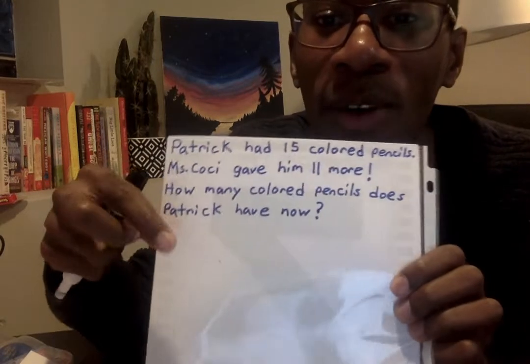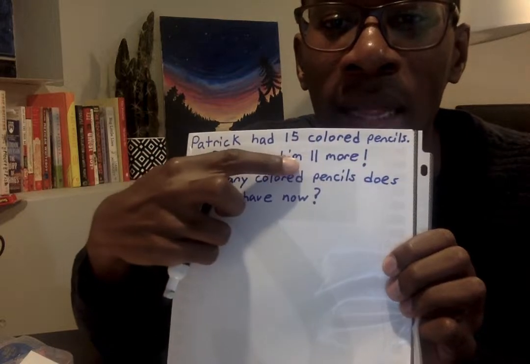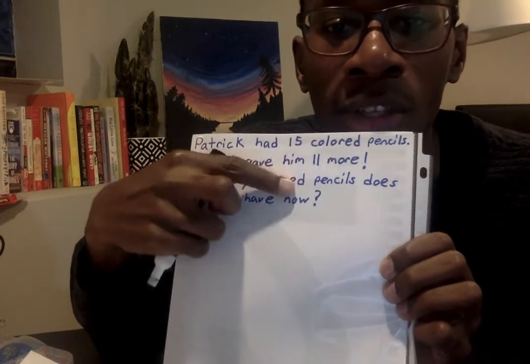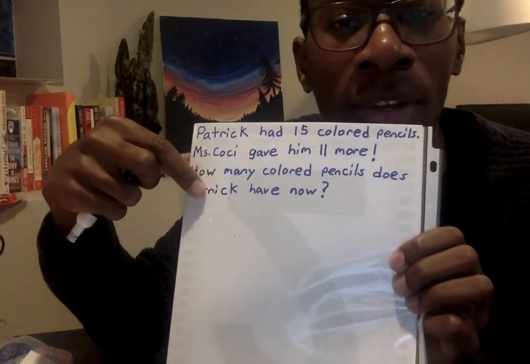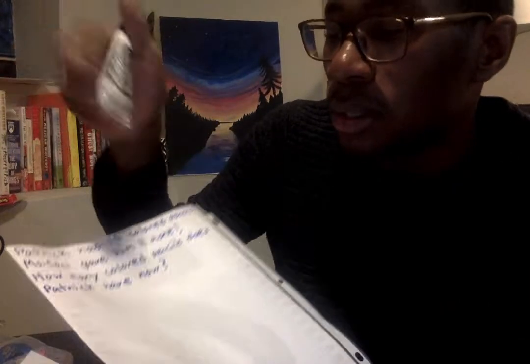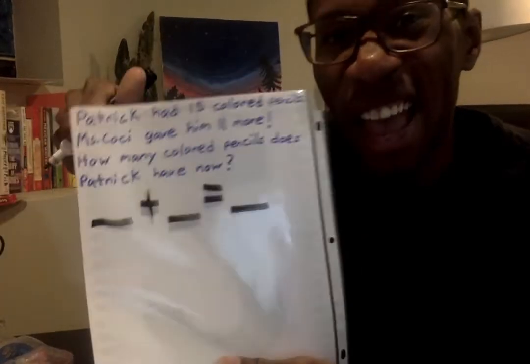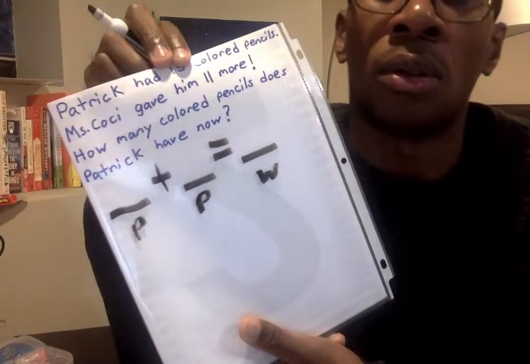You got it. We're looking for a missing whole because I'm looking at 15 and looking at the numbers 11. And I have to add these numbers together to find out how many Patrick has all together. So I'm going to show a number sentence and then we're going to get started. So blank plus blank equals blank. Just like that. And I'll even label it for you. So I'm adding my part plus my part equals my whole.